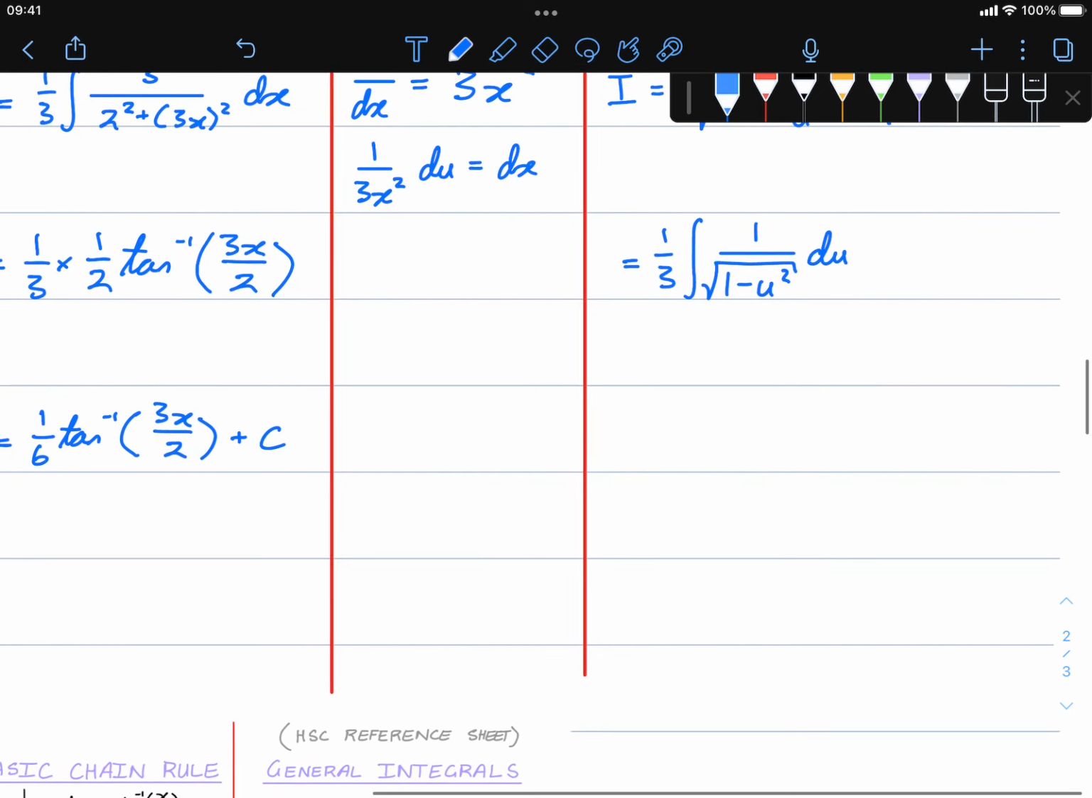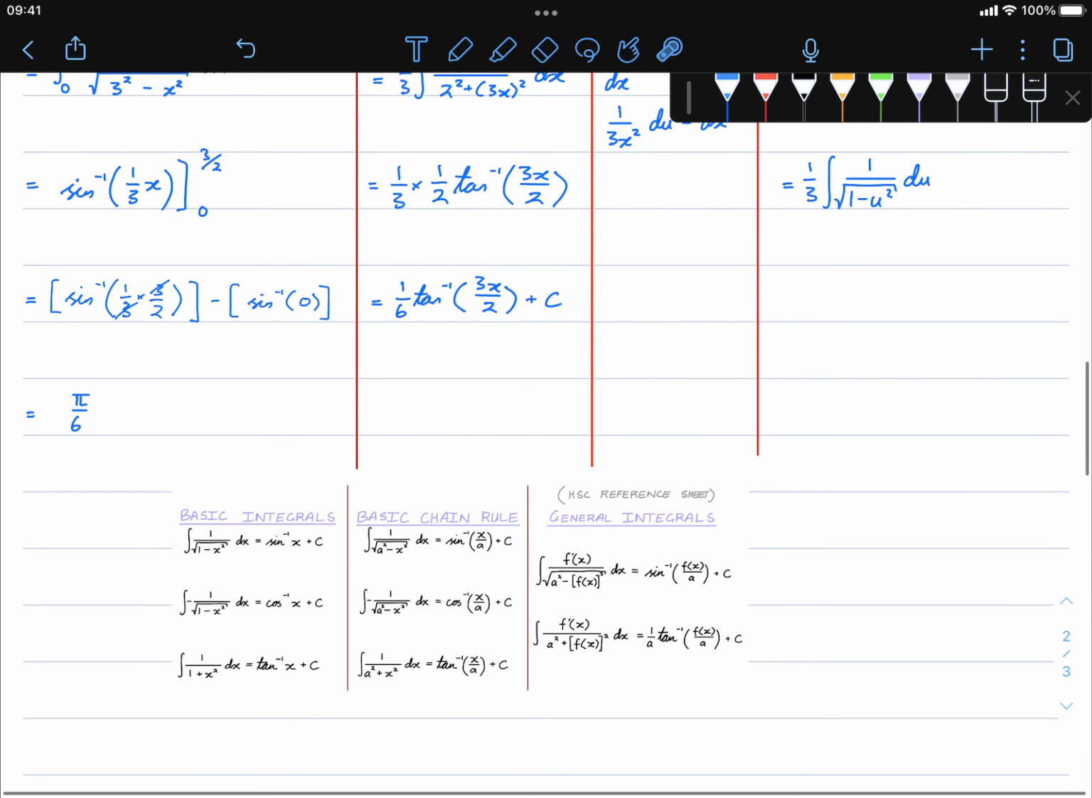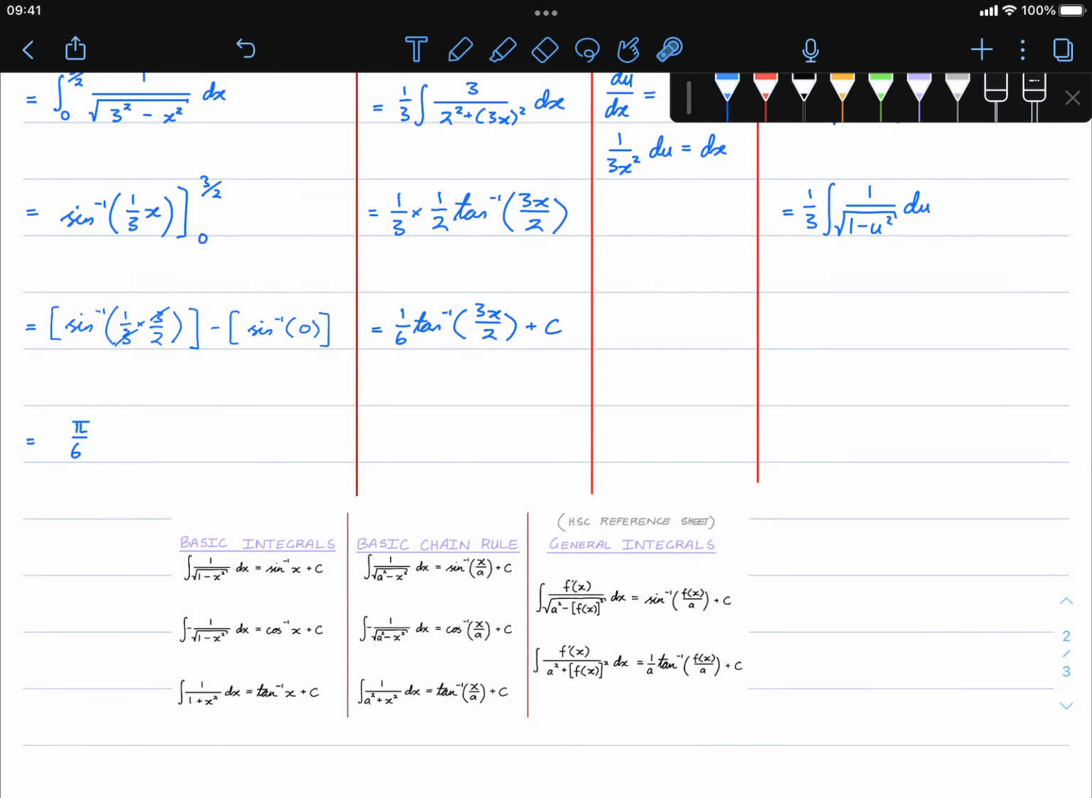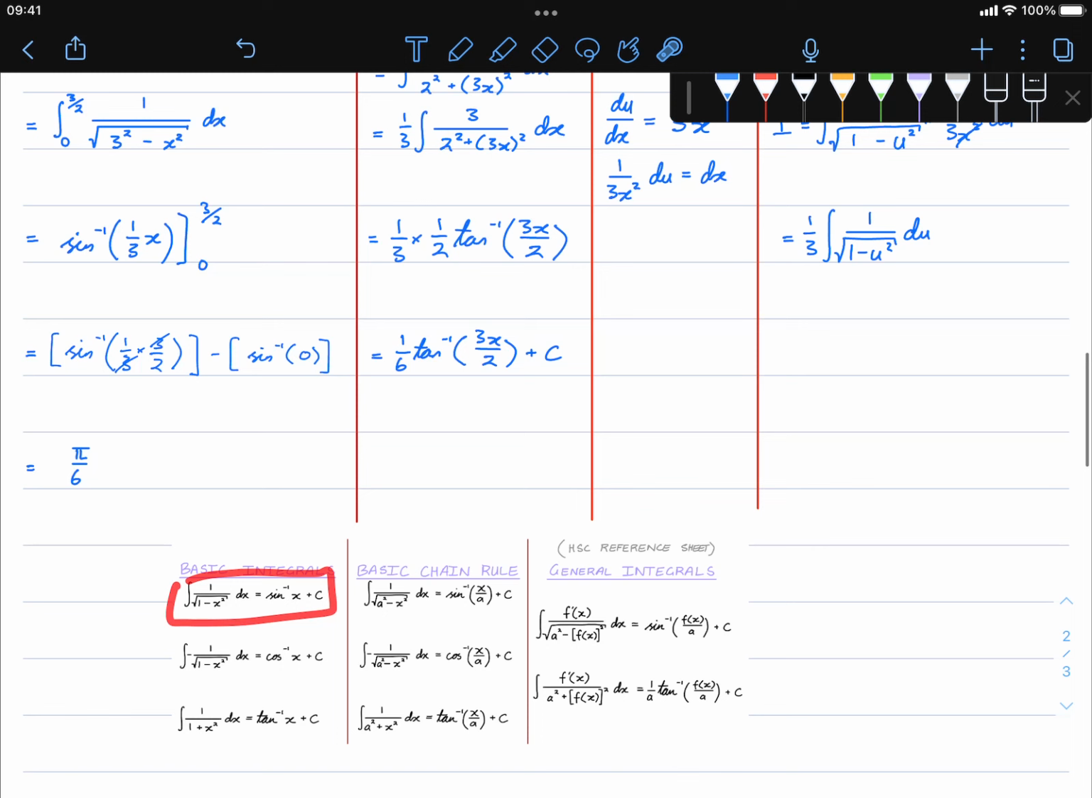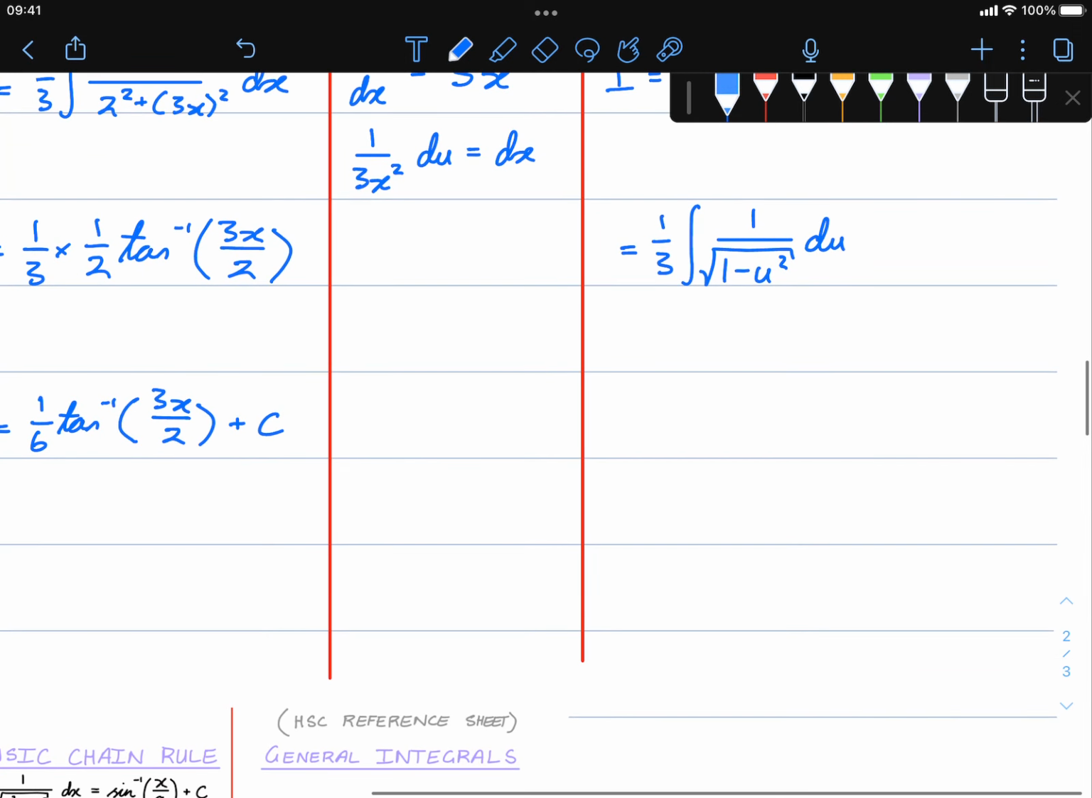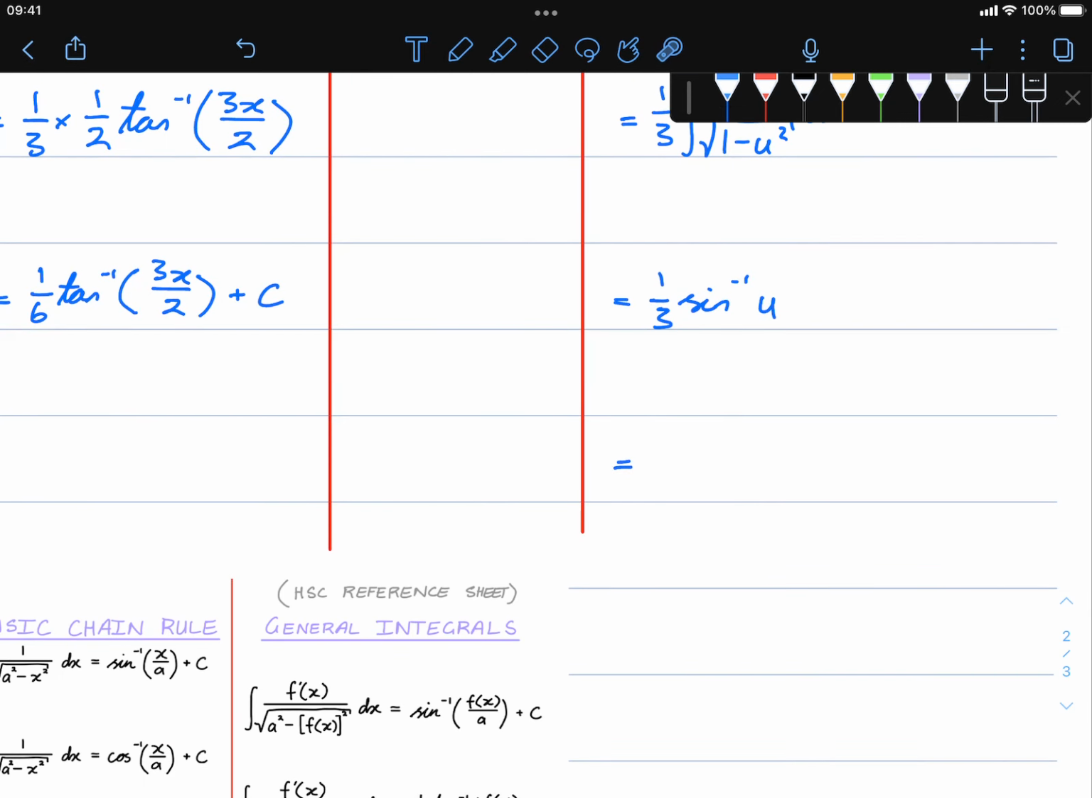Now this function looks just like this basic one here. So this will give us 1/3 sine inverse of u, which when we resubstitute back the value of u, we get 1/3 sine inverse of x cubed plus c, and that there is our answer.